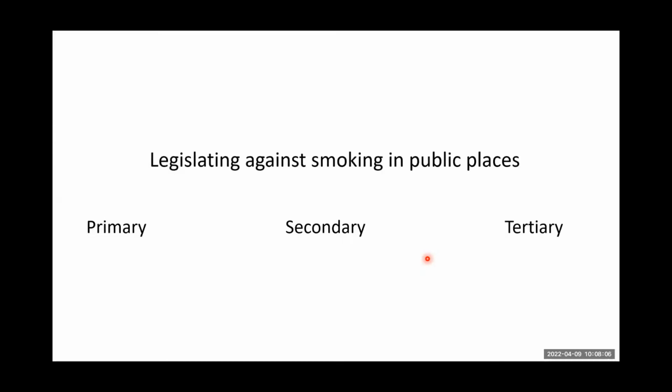How about this then? The legislation against smoking in public places. So forbidding the smoking in restaurants or bars. What type of prevention is that? Primary prevention. Very good. And of course, the reason is that we want to reduce smoking in society. So that means people who have not yet started smoking have a chance to not start smoking because there are less places to do that.